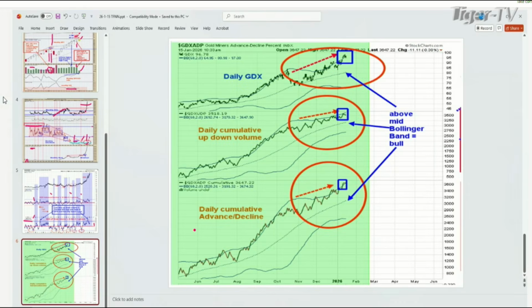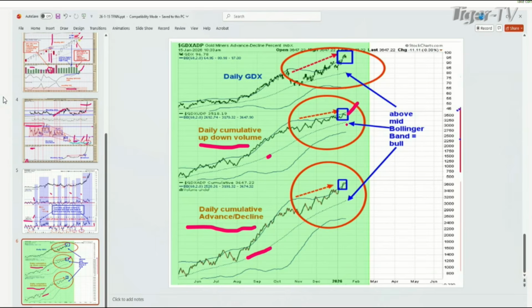And here's a shorter term indicator. This is a cumulative up-down volume. I keep showing this chart quite a bit. It's kind of a shorter term chart. And this indicator is basically making higher highs as the S&Ps are making higher highs. And as long as this indicator is in an uptrend, or GDX is in an uptrend, when the cumulative up-down volume and cumulative advance-decline remain above the mid-Bollinger Band, which is this band right here, and so we're way above it there.